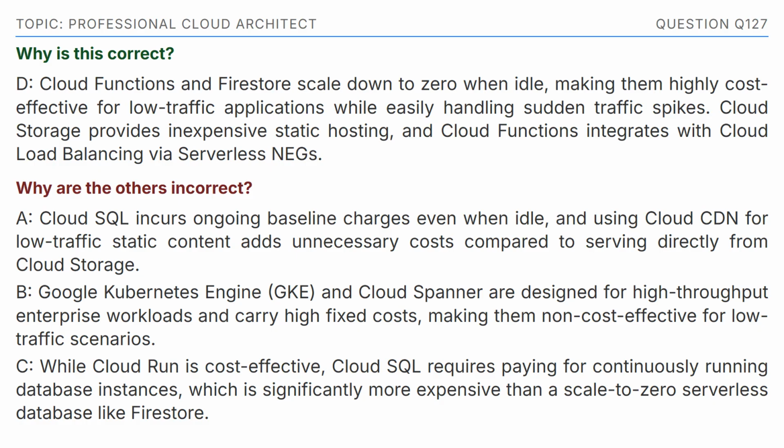Why are the others incorrect? A. Cloud SQL incurs ongoing baseline charges even when idle, and using Cloud CDN for low-traffic static content adds unnecessary costs compared to serving directly from Cloud Storage. B. Google Kubernetes Engine, GKE, and Cloud Spanner are designed for high-throughput enterprise workloads and carry high fixed costs, making them non-cost-effective for low-traffic scenarios. C. While Cloud Run is cost-effective, Cloud SQL requires paying for continuously running database instances, which is significantly more expensive than a scale-to-zero serverless database like Firestore.